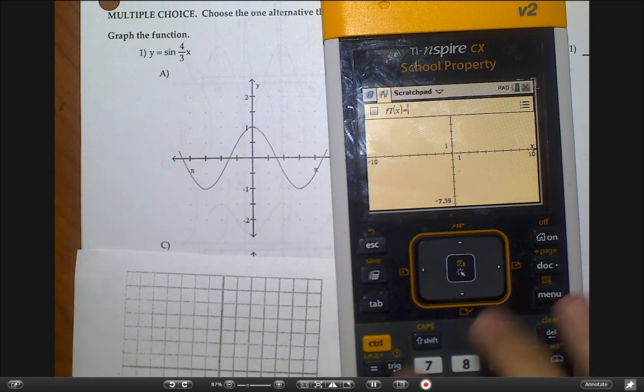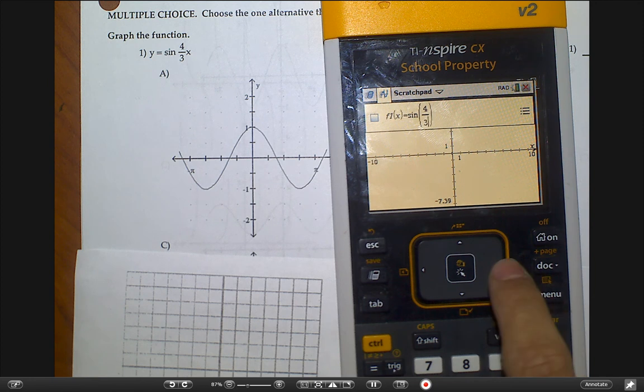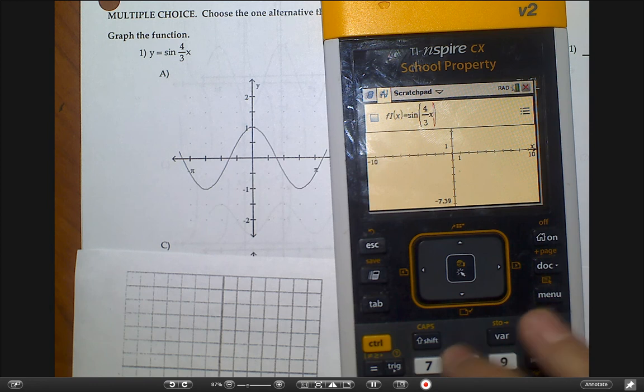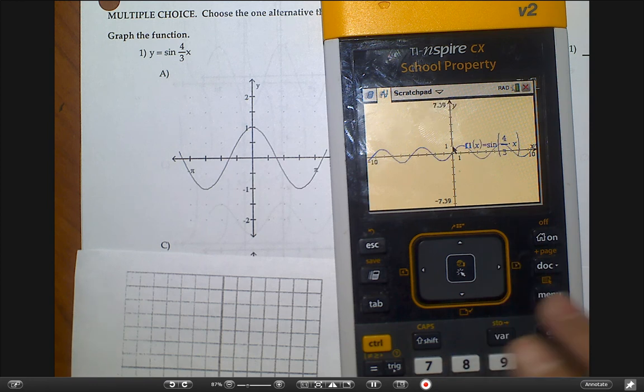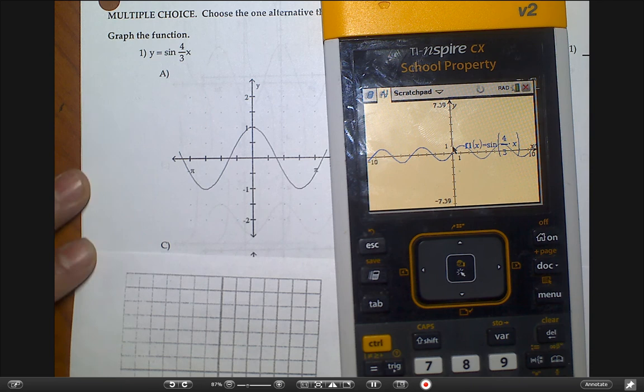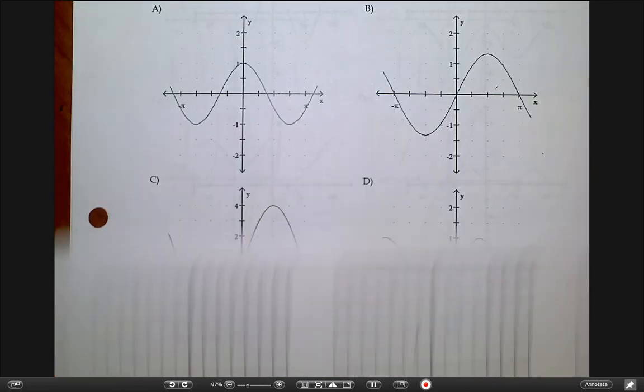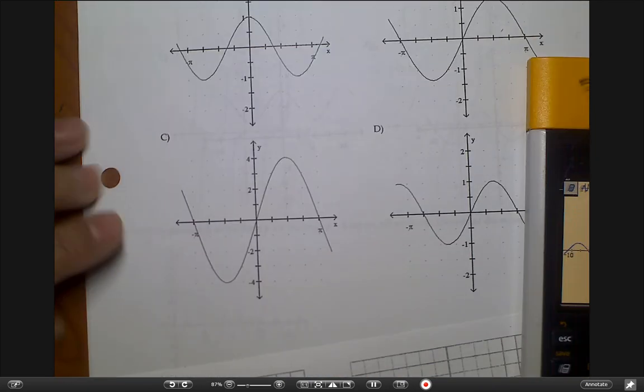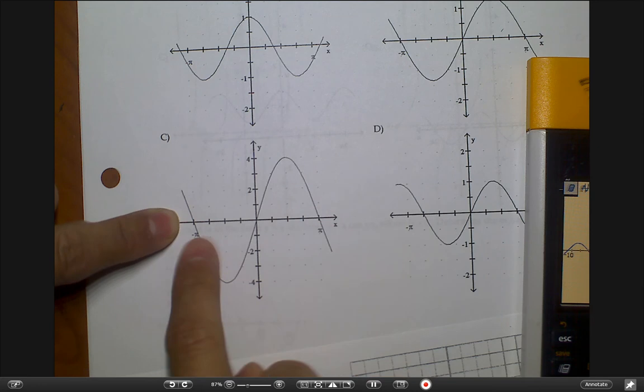So it's going to be sine of 4/3x. And you get up there by clicking tab, right? Okay, so I'm going to hit enter right there, and you're going to see the wave. Now, look at all your graphs. You notice pi and negative pi.